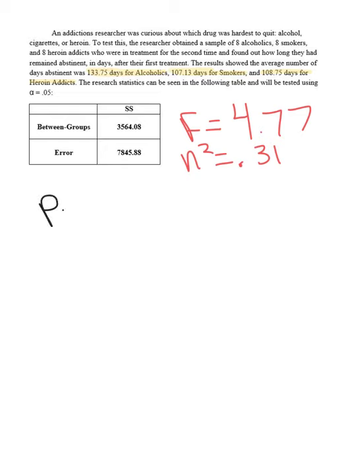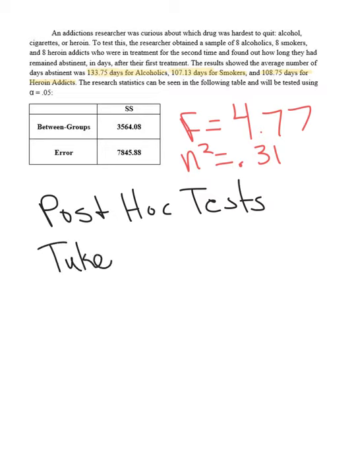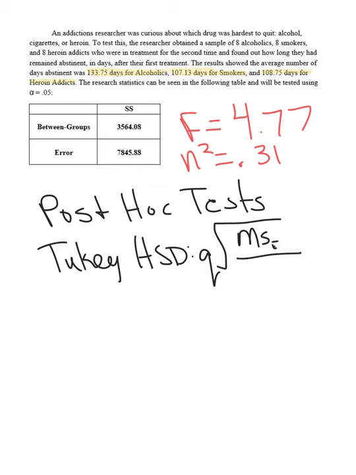Okay, so our post hoc tests, we are going to be using what's called a Tukey. And it's a Tukey HSD. Now, Tukey HSD can only be used with equal sample sizes. You'll notice it's Q, and then we have a square root, MS error divided by sample size, okay?